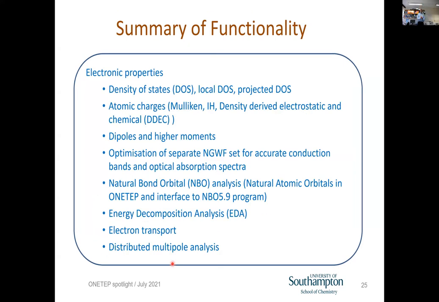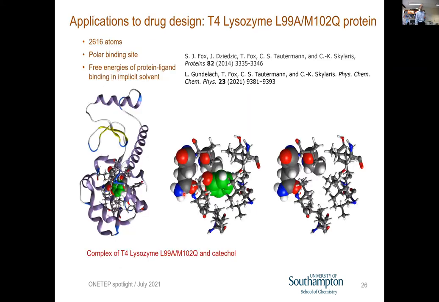And we have a variety of electronic properties. I'm showing here some of them, all sorts of densities of states, atomic charges, multipoles, and so on and so on, energy decomposition analysis, electron transport, and so on. So this is a very quick tour of the types of things that the code can do. I have 2 or 3 slides here just showing some pictures from applications with the code. So this is a theme we have in biomolecular simulations in drug design applications.